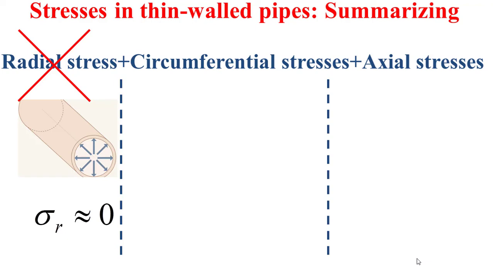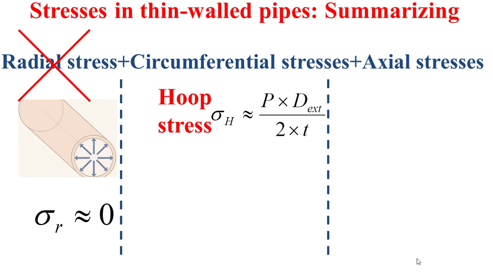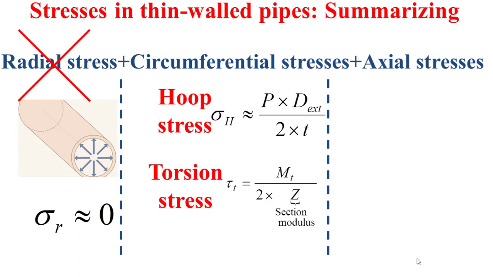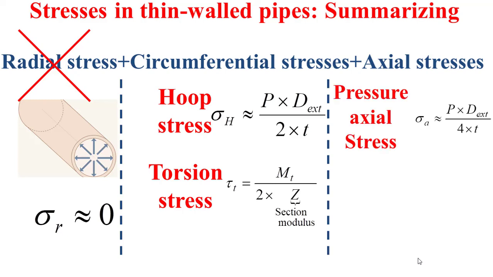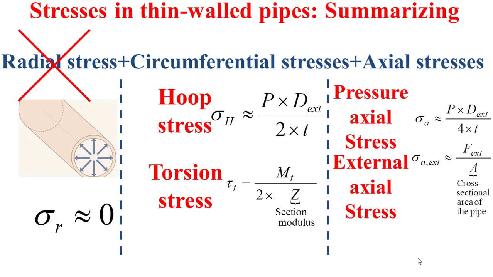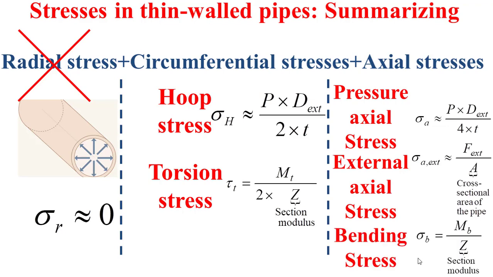For the circumferential stresses, we have two types: the hoop stress and the torsion stress. Of course, these two types of stresses act in the circumferential direction of the pipe's material. And for the axial stresses, we have three types: the pressure axial stress, the external axial stress, and the bending stress.